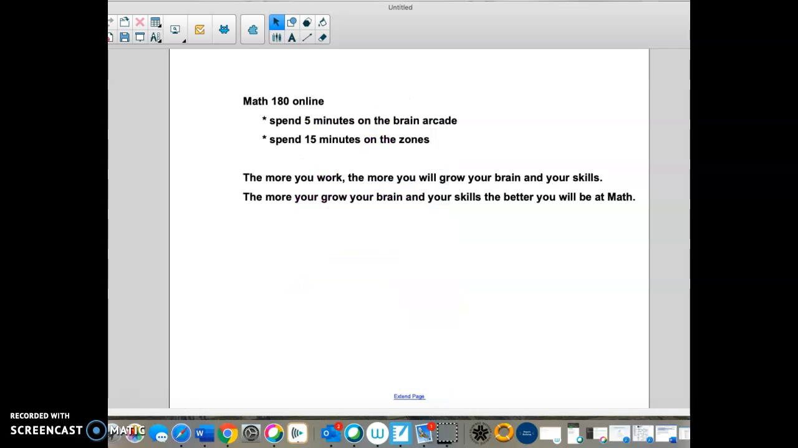So what I'd like for you to do now is to go on to Math 180 online, spend 5 minutes on the Brain Arcade or 15 minutes on the zones. Remember, the more you work, the more you grow your brain and your skills, and the more you grow your brain and your skills, the better you're going to be at math, and that's our whole goal. So we've taken about 5 minutes of your time. So maybe you can even spend a little bit more time than that on Math 180.